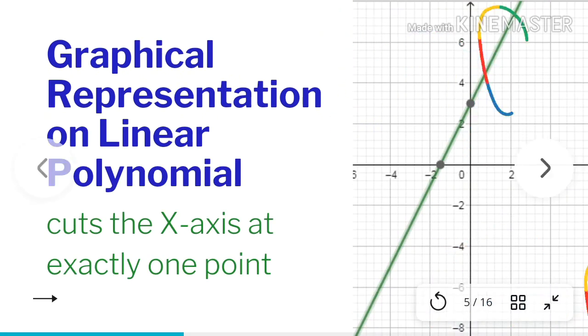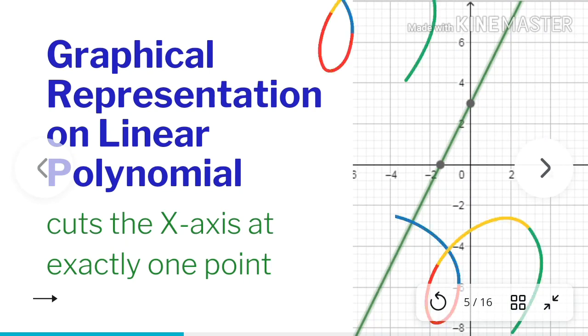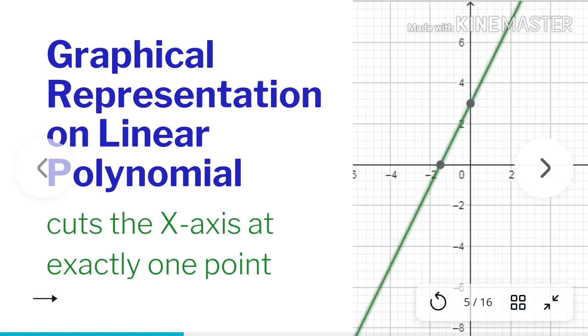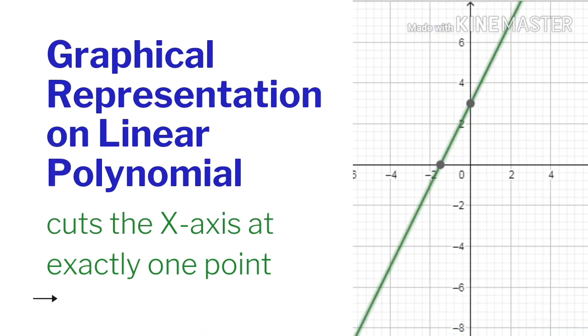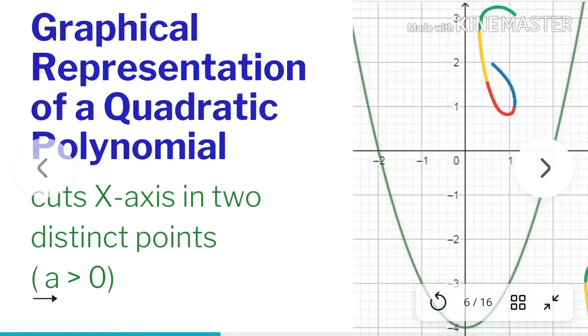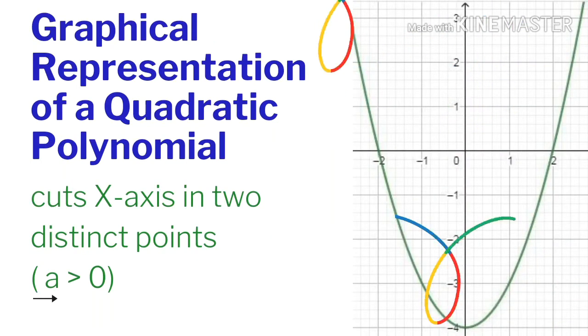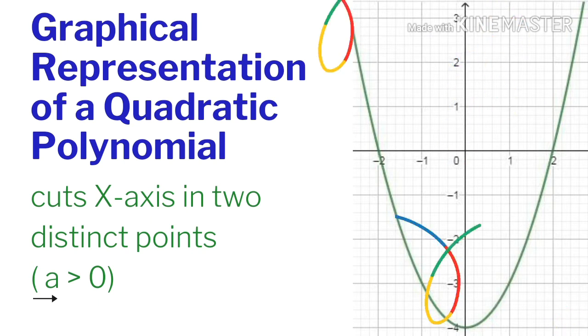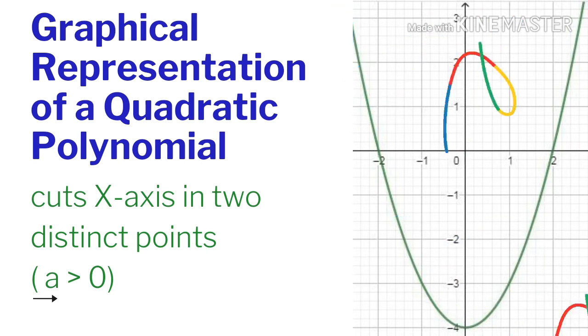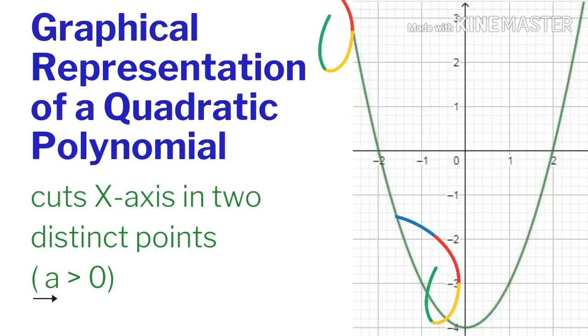Let us visualize polynomials in the graph. The graphical representation of a linear polynomial is a straight line. It cuts the x-axis at exactly one point. The graph of the quadratic polynomial is a parabola. It looks like a U which either opens upward or opens downward depending upon the value of a in ax² + bx + c. Since here the value of a we considered is greater than 0, the parabola is opening upward. The other way, it will be downwards.